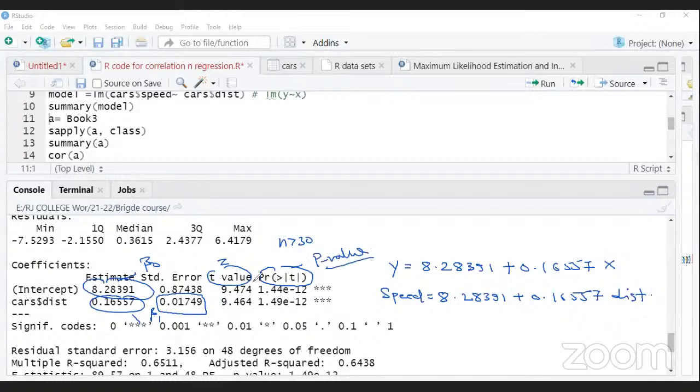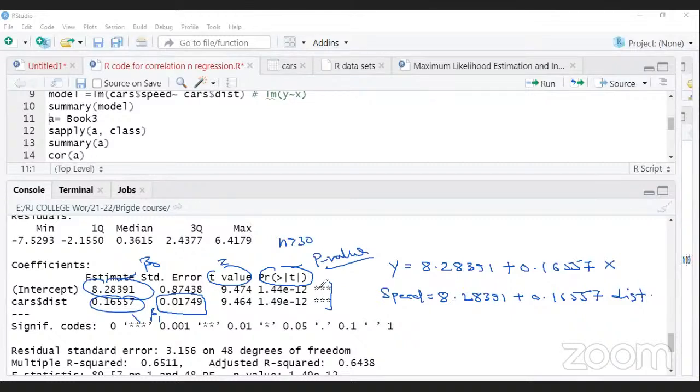The probability of getting a t value more extreme than this is called the p-value, and based on this p-value we have to interpret whether my distance variable is significant in the model or not. But if you look at this data, there are also stars here: 1 star, 2 stars, 3 stars. Are you getting my point?